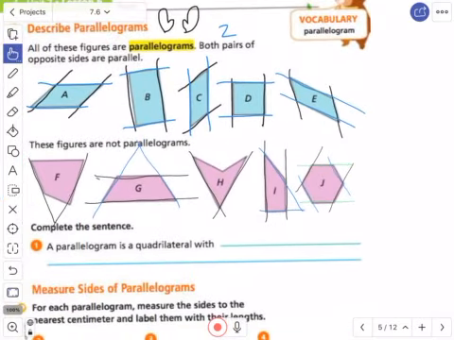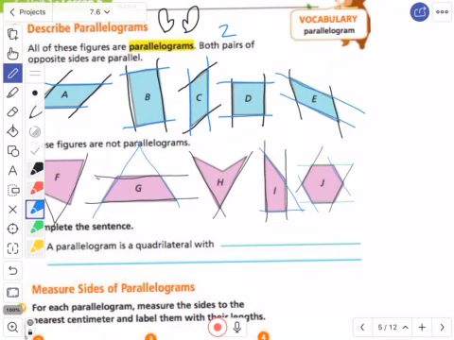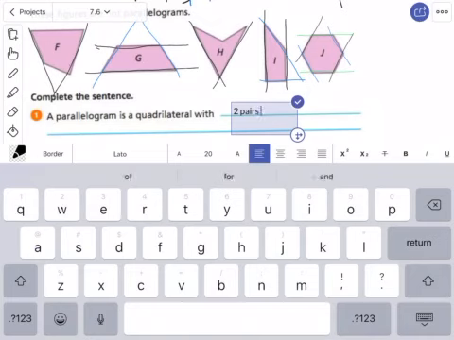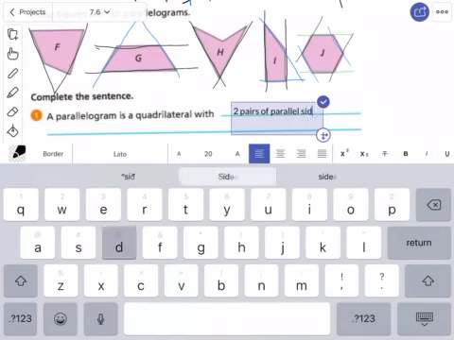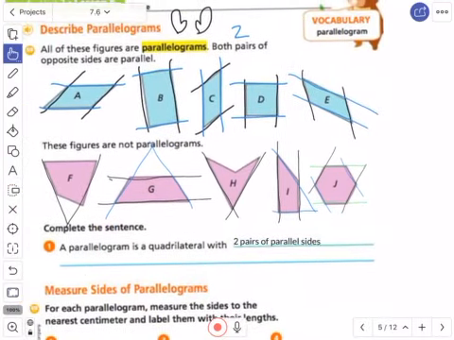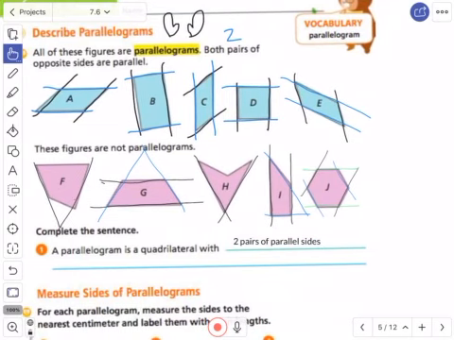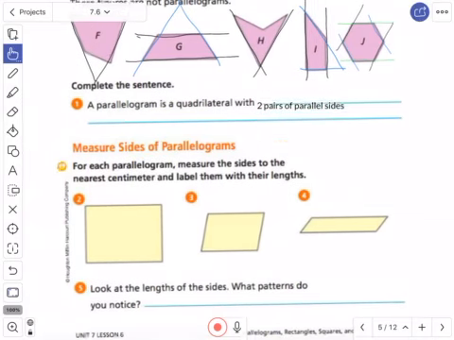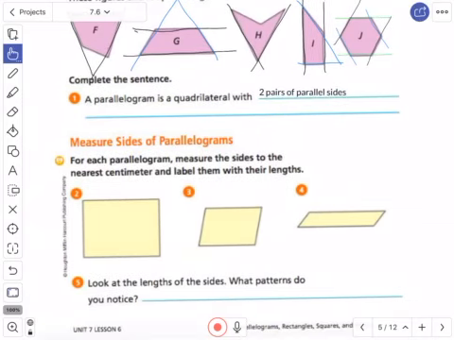So a parallelogram is a quadrilateral with, I would write, 2 pairs of parallel sides. Cool. So I'll let you pause there and just think about that. You can even record that on your own as well. So a parallelogram is a quadrilateral with 2 pairs of parallel sides.